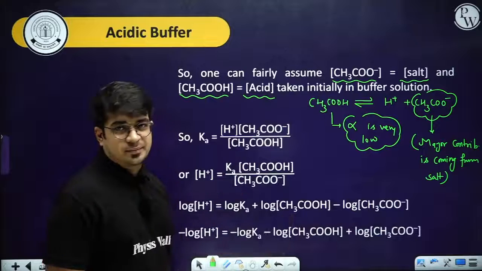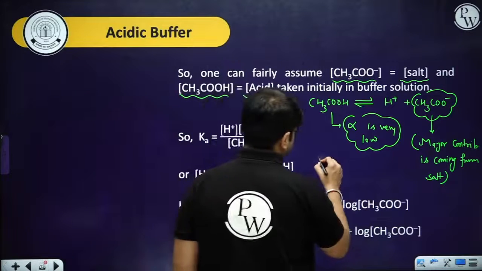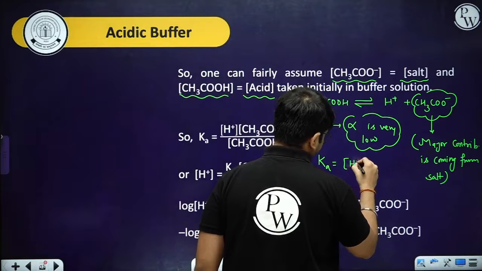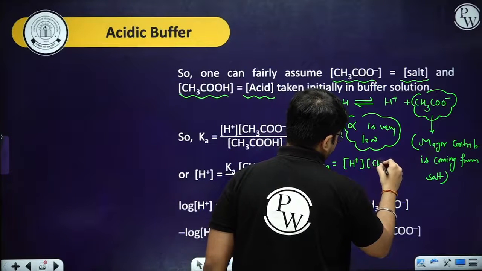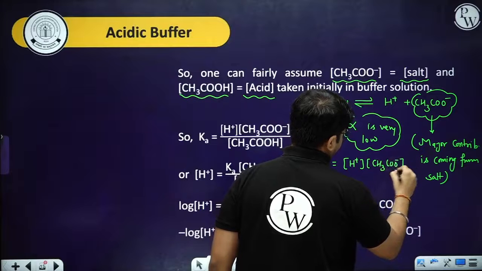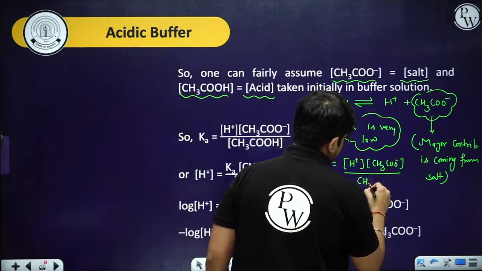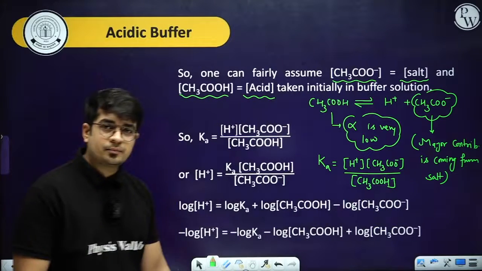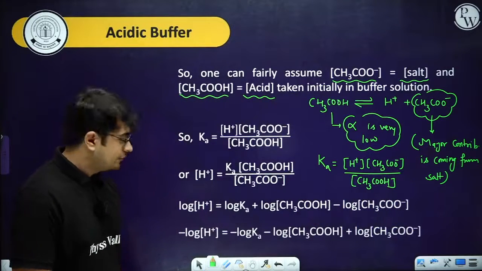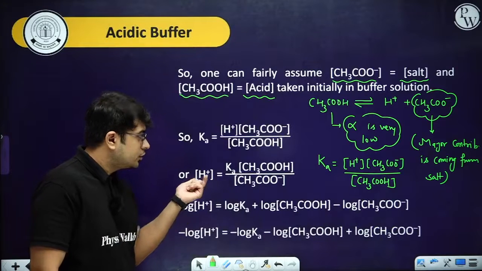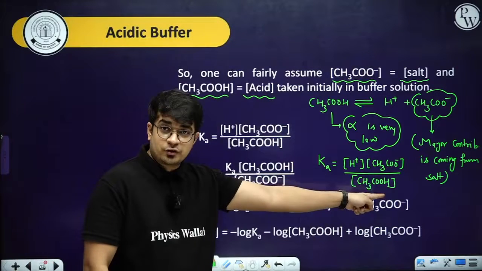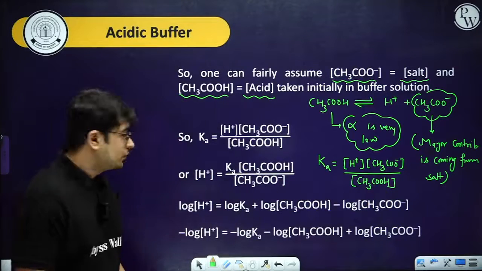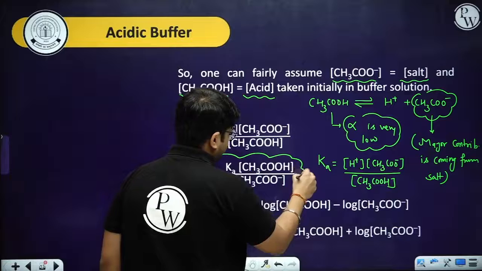So if I talk about the expression of this entire part, I can say K will be equal to the concentration of H positive as well as CH3COO negative divided by CH3COOH. Okay, I hope this part is clear. Now you can rearrange the entire expression with respect to H positive. So H positive will be equal to Ka multiplied by the concentration of CH3COOH divided by CH3COO negative. So that is the expression we are looking for.